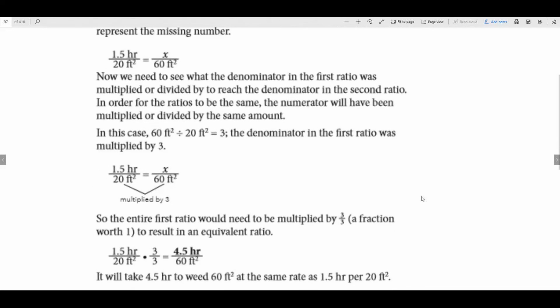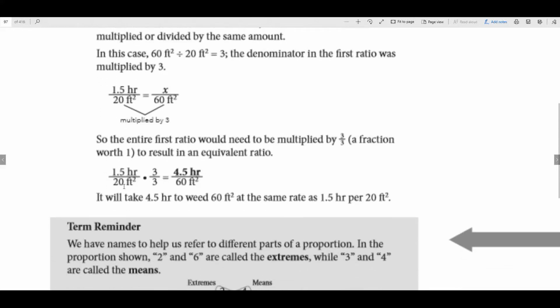Okay, so we've used x as our variable. Now we need to see what the denominator in the first ratio was multiplied or divided by to reach the denominator in the second ratio. So in order for the ratios to be the same, the numerator will have to be multiplied or divided by the same amount. So if you take 60 and divide it by 20, you know that you get 3. So that means the denominator in the first ratio was multiplied by 3, because we just divided to kind of undo it. So we know that it was 20 times 3.